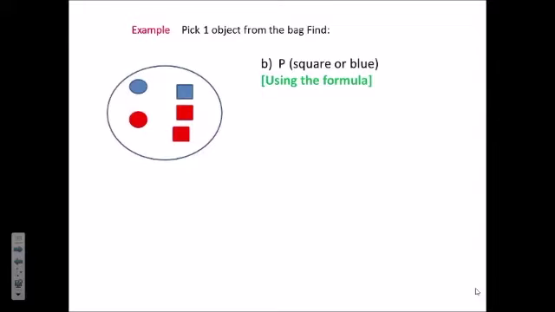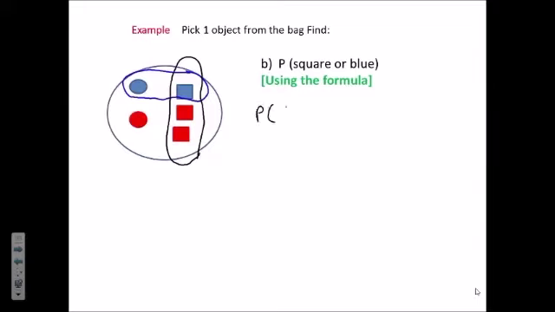Let's try the same problem, this time using the formula. Here are the blue objects, and here are the squares. Notice these 2 sets overlap. They have a common element, the blue square. They are not mutually exclusive. Therefore, we have to use the general formula to do this problem.